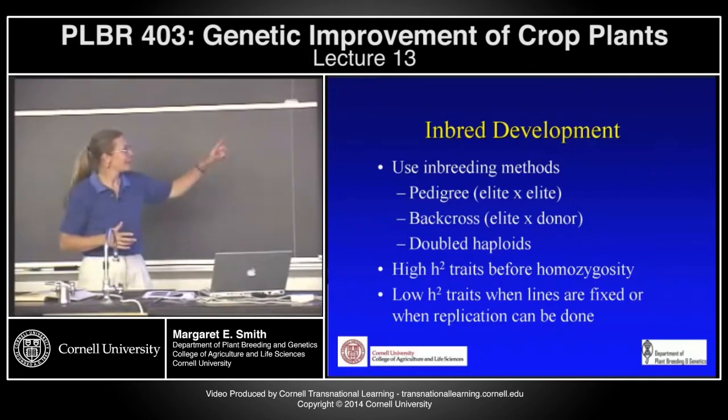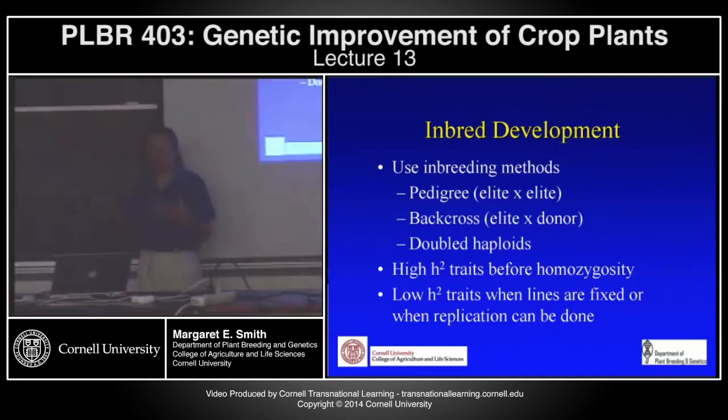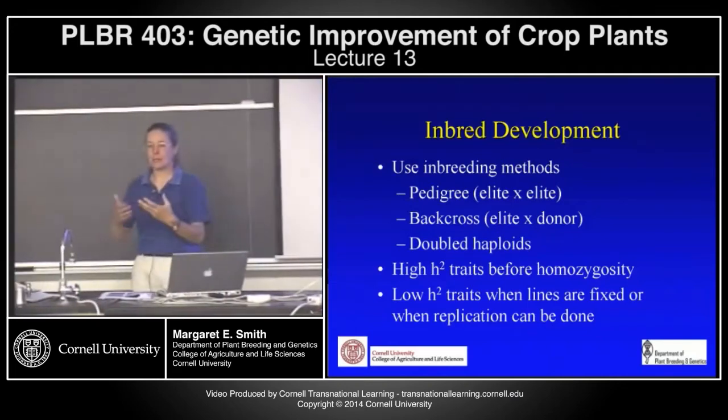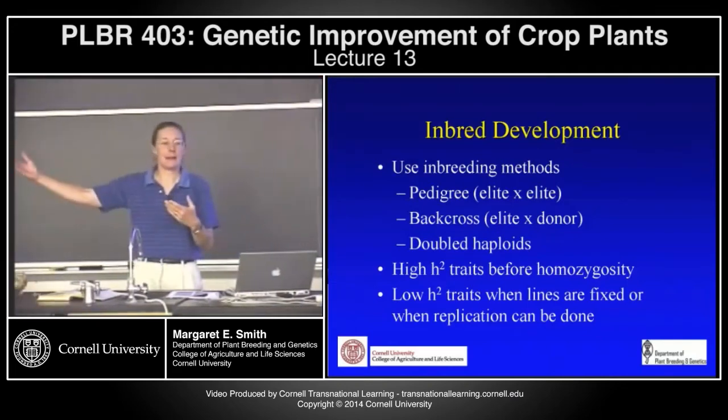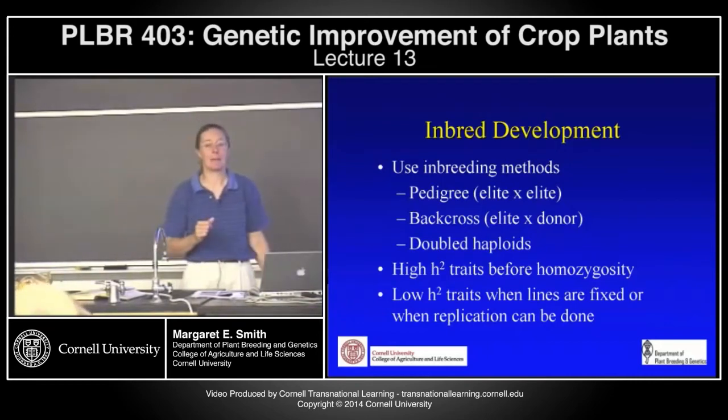So you're crossing things that you know. In this case, if you're looking for improved yield via a pedigree approach, you're crossing inbreds that you know will produce high-yielding hybrids, and then hoping you get something that happens to produce an even higher-yielding hybrid out of it.